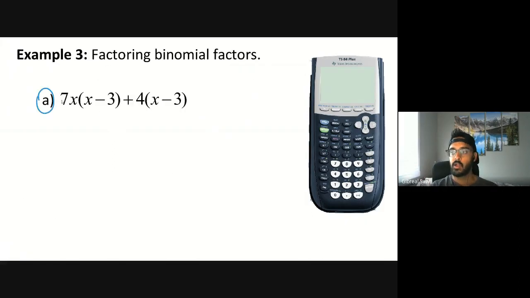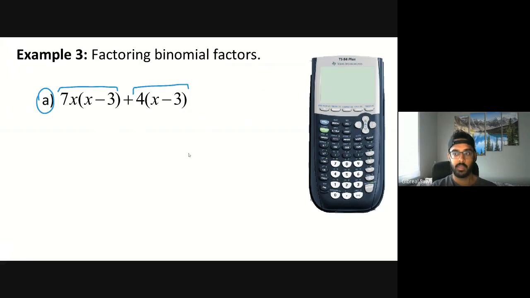So here for A, really this is a binomial because I see one term here and one term here. They are separated by that addition sign in the middle. Yes, there is a binomial in the brackets, but if you look at the bigger picture, really it's 2 terms. Really it's a binomial.